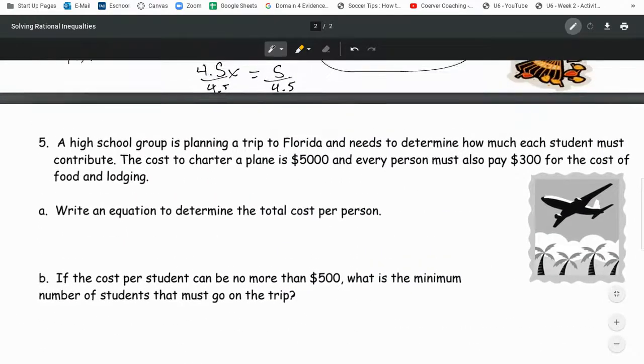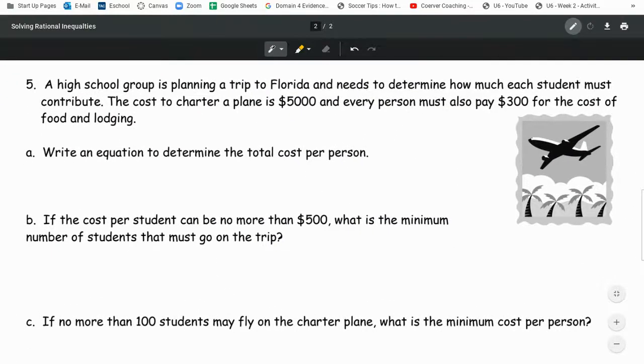All right, and then number 5. Number 5 is going to seem very complicated, but really it's just because we have to write down the math involved with this. This I feel like you guys could figure out, right? It says a high school group is planning a field trip to Florida and needs to determine how much each student must contribute. The cost to charter a plane, so we're going to fly there, is $5,000, and every person must also pay $300 for the cost of food and lodging.